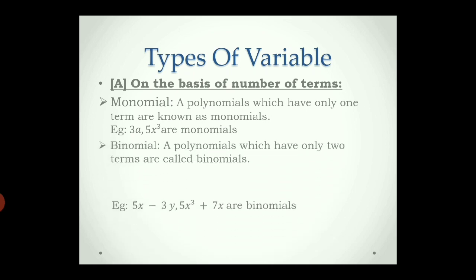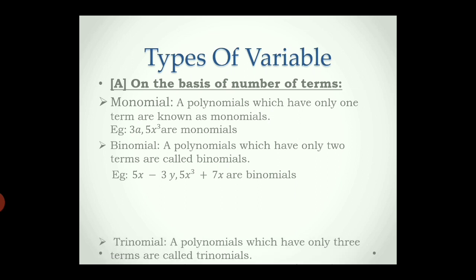Next is binomial. A polynomial which has only two terms is called a binomial. For example, 5x minus 3 and 5x cube plus 7x are binomials. Here you can see that this polynomial includes two terms.